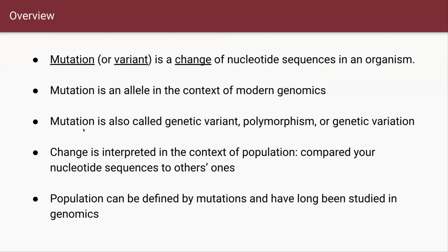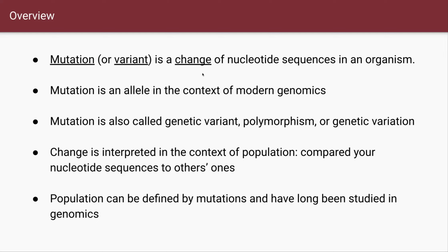Mutation, as mentioned just before, is also called genetic variant. Mutation is also called polymorphism, or genetic variation. Genetic variant or genetic variation is quite a common alias for mutation, but in some contexts we also use polymorphism. It really depends on when the paper or research document was written. In more recent contexts, we use genetic variant or genetic variation. These are more like synonyms. People sometimes use genetic variant, sometimes genetic variation. Genetic variant is the more general form, but when people want variety, they use genetic variation.